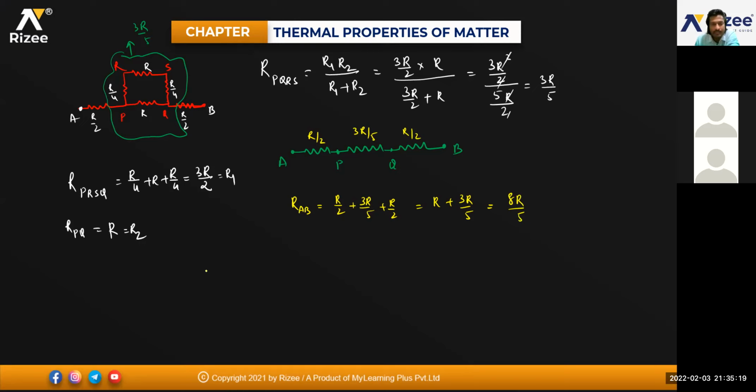So total effective resistance is 8R divided by 5. Then heat current, H is equal to the temperature difference across AB divided by resistance across AB. Temperature difference across A and B will be equal to 120 minus 0, beta, because this temperature is given in the problem as 120 and this is at 0 degrees centigrade as per the given problem. See in the problem part.